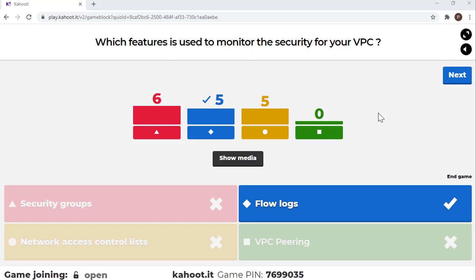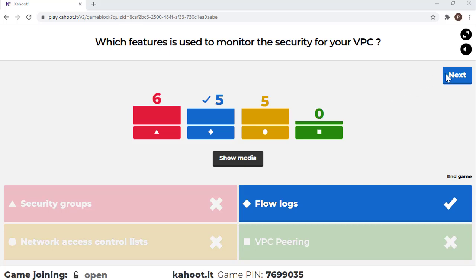Flow logs are mainly to capture the logs, and that is where monitoring the security comes into the picture, and not securing your VPC. For monitoring your VPC, it is flow logs, because it is going to capture the IP addresses of all the traffic coming in and going out. So for this specific question, flow logs is the right answer.